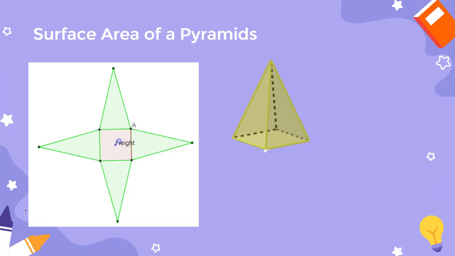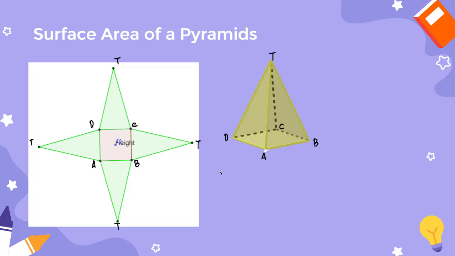Now we'll try to find the surface area of a pyramid. I have a square pyramid here. Let's rename it A, B, C, D, and T for the apex. After I open it up, I can find the net of this pyramid. Let's rename the net of the pyramid A, B, C, D, and this is the apex T.